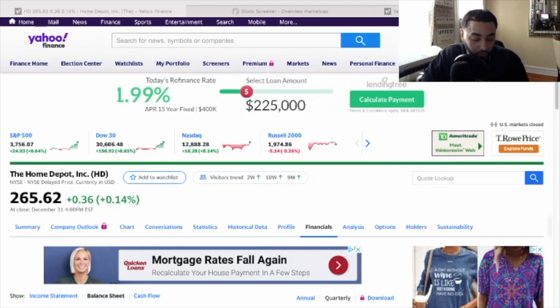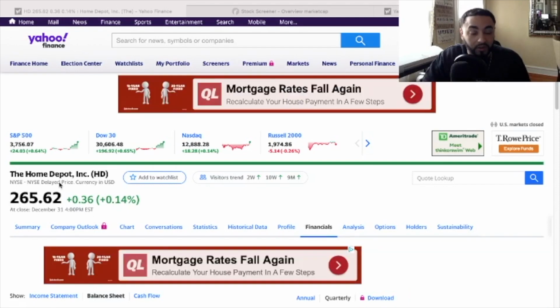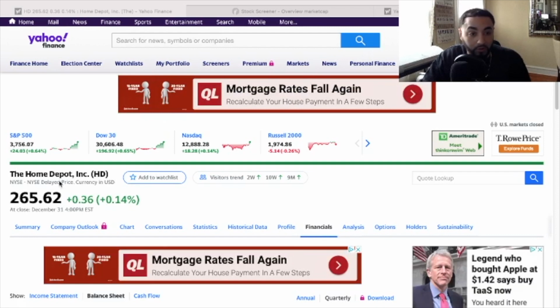So right now I'm going to go over the balance sheet. I'm going to be doing the Home Depot balance sheet, and then I am going to show you how to use that data to filter out stocks on your stock screener for your watch list.